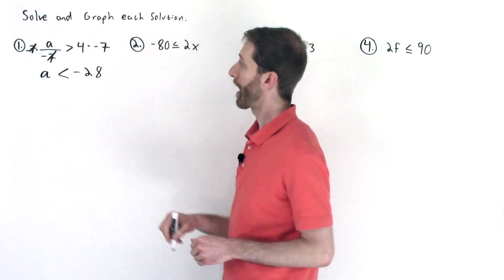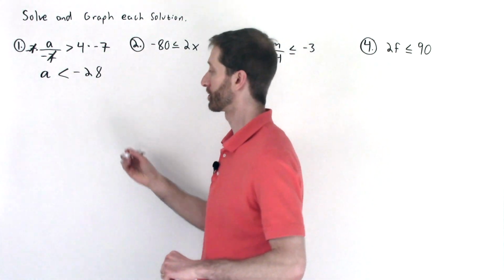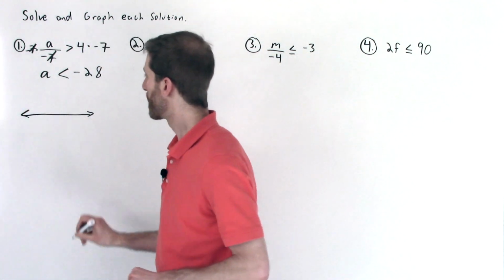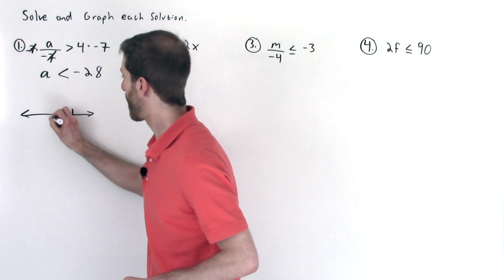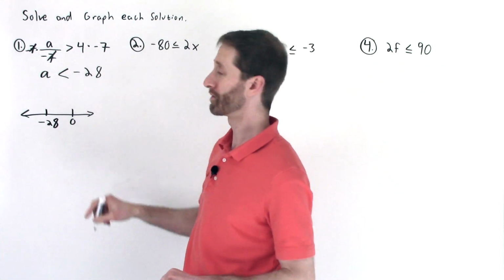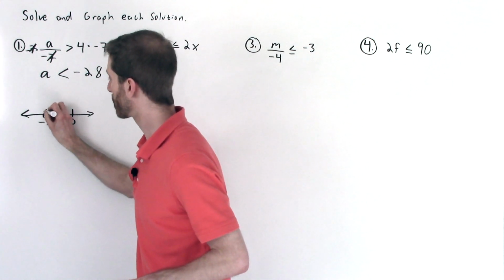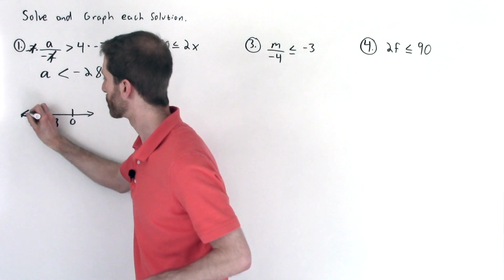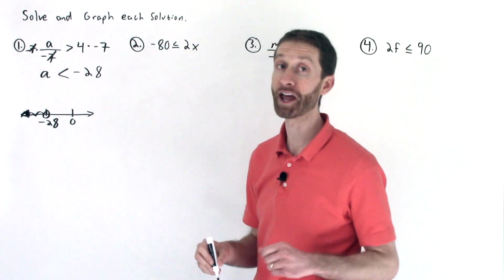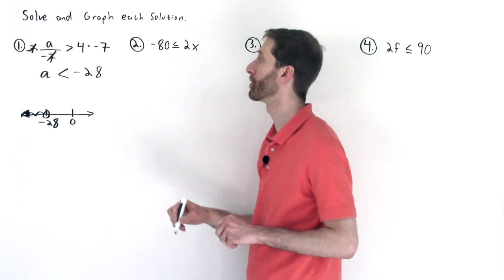We're also asked to graph each solution. That's not so bad. So I draw out a number line. I'm just going to do a rough graph of it. Small little number line. We'll put the number 0 here and the number negative 28 here. We have all numbers less than negative 28, so that would mean don't include negative 28 and all the numbers below it. And that's it. Not so bad. A lot like solving an equation. Just be careful with those negative numbers.